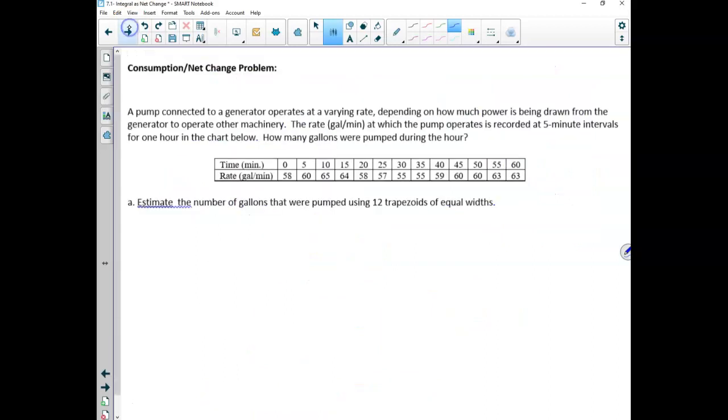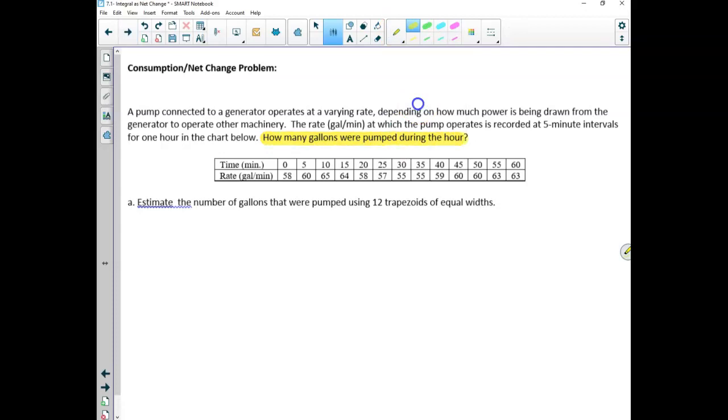The very last problem we're going to go through here seems kind of complicated, but this is like an old AP problem. We have a consumption net change problem. A pump connected to a generator operates at a varying rate depending on how much power is being drawn from the generator to operate other machinery. The rate in gallons per minute at which the pump operates is recorded at 5-minute intervals for 1 hour in the chart below. They want to know how many gallons were pumped during the hour.